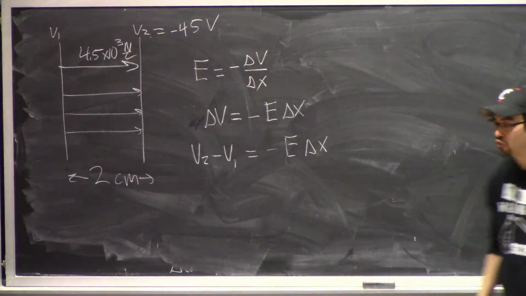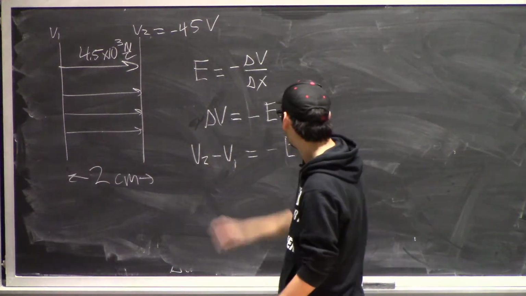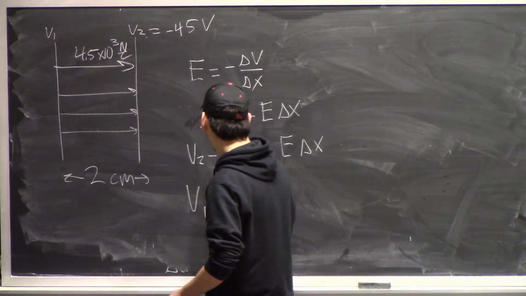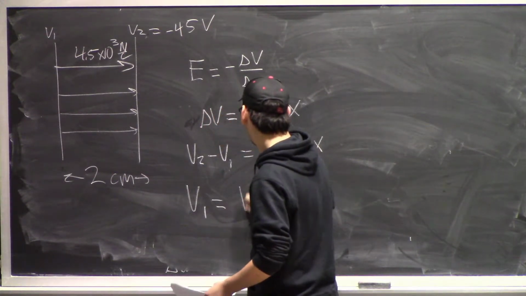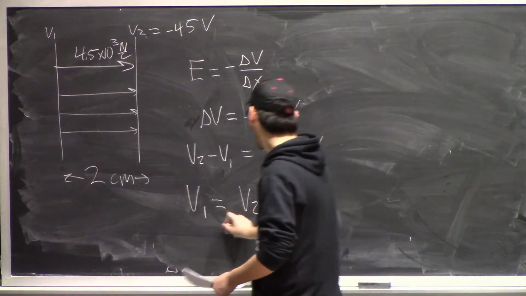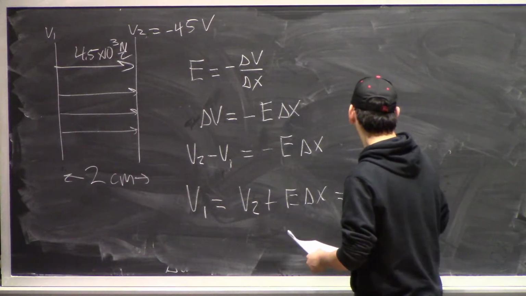And we want to solve for V1, right? So we can move the V1 to one side, we can move the E times delta X to the other side. And so then we have V1 is equal to V2 plus E times delta X. And this is going to be equal to 45 volts when I plug everything in.